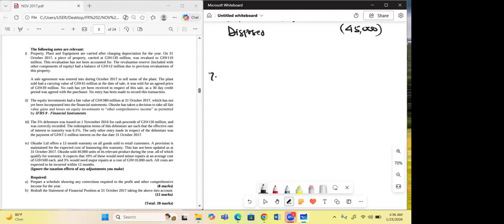It means this is an available for sale instrument, true or false. True. If it is held for trading, it will be measured at fair value through profit or loss. But available for sale will be measured at fair value through OCI. So this is an available for sale investment.